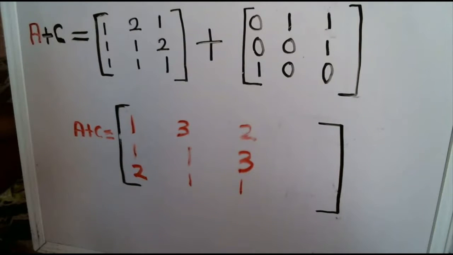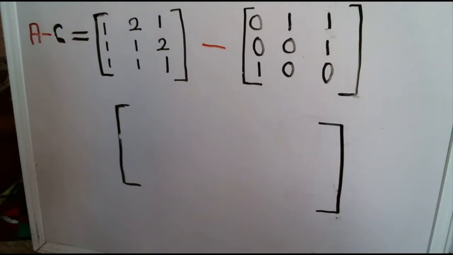So there we are. The answer to matrix A plus matrix C is A plus C, which is you have 1, 3, 2, 1, 1, 3, 2, 1, 1. And notice that we end up with a 3x3 matrix also. So here is the answer.